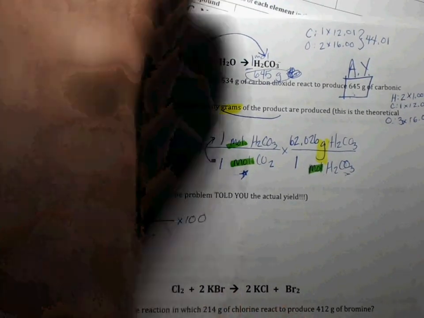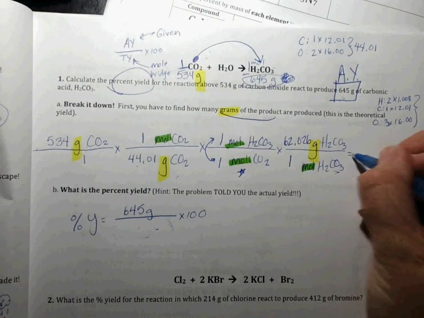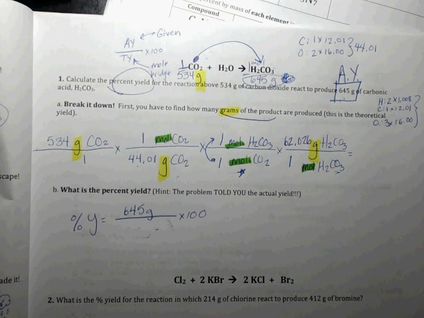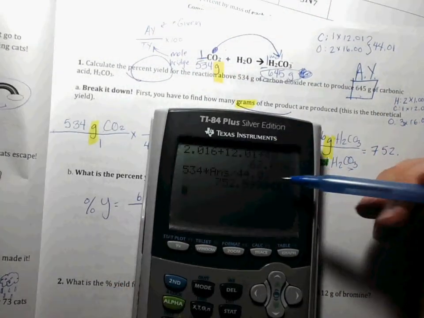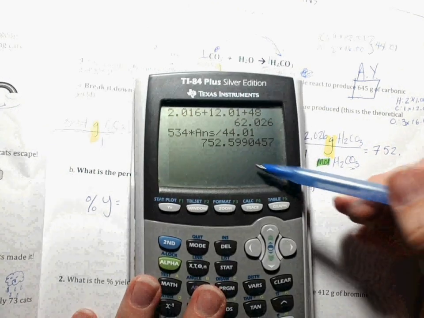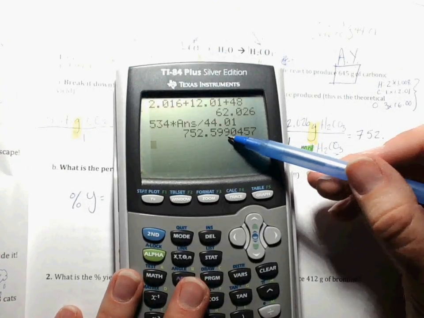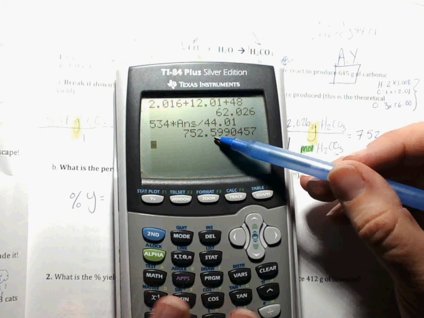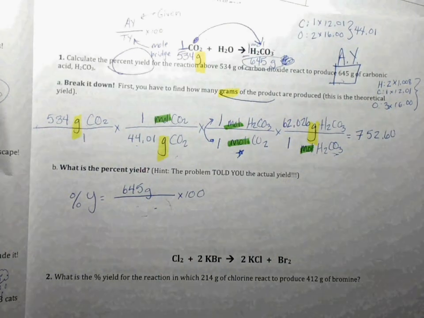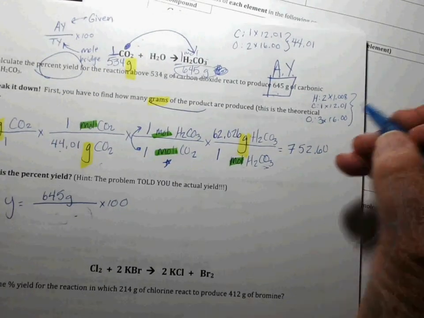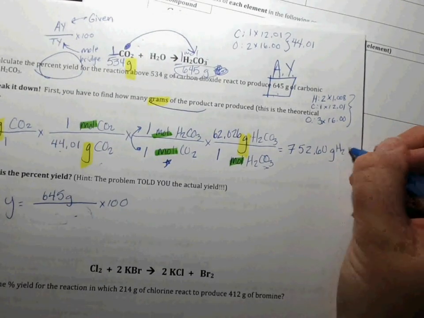From here, I need to solve all my fractions, multiply it out. And we get 599, which rounds to, this 9 rounds that 9 up to a 0, which rounds this 5 up to a 6, so 0.60. And this should be grams of H2CO3.